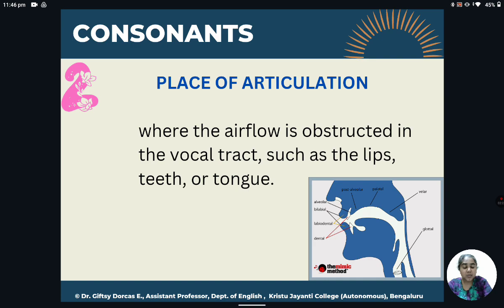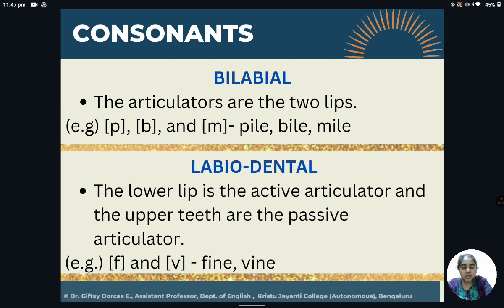Next, consonants can be classified based on the place of articulation. Where the airstream is obstructed in the vocal tract, such as the lips, teeth or tongue, that is called the place of articulation. Based on it you have a number of consonants.